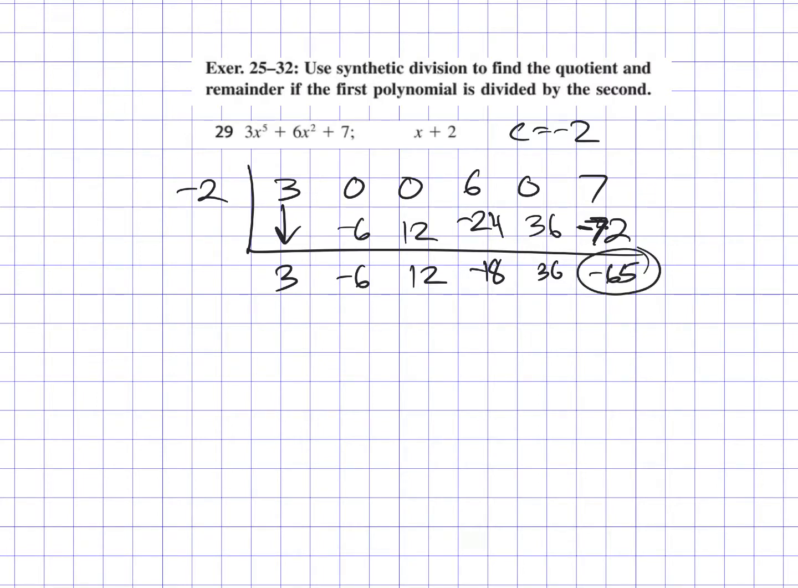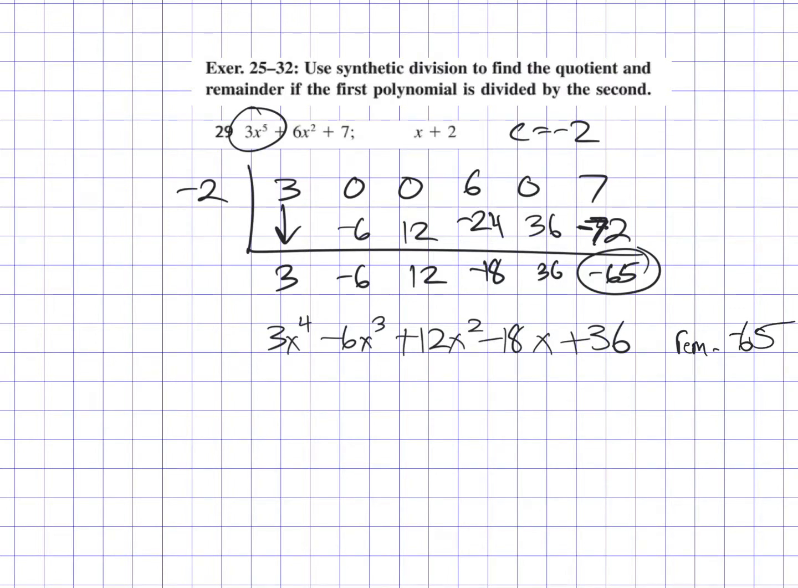So that's our remainder. So what do we have here? That's 3x to the fifth, so this is 3x to the fourth minus 6x cubed plus 12x squared minus 18x plus 36, and the remainder is -65. Again, if you need more time, you pause it and do it yourself. Let's do 31.